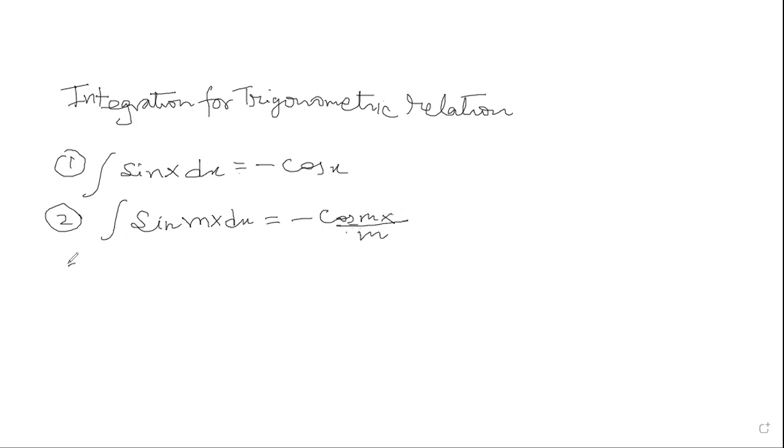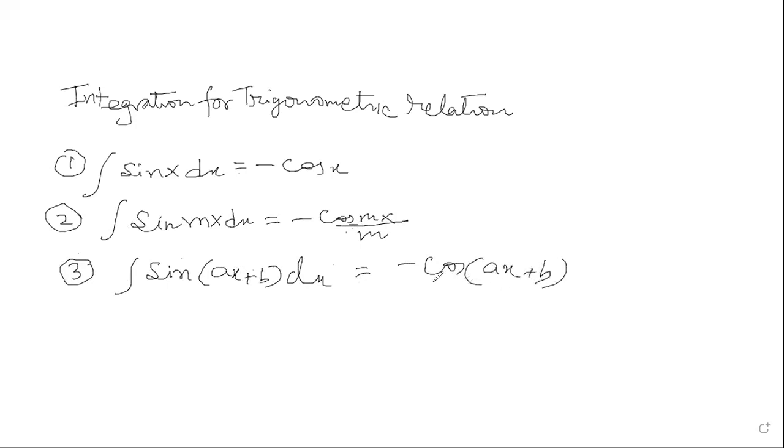I am not writing c. And number 3 is sin(ax plus b) dx, and the answer will be minus cos(ax plus b) divided by a.